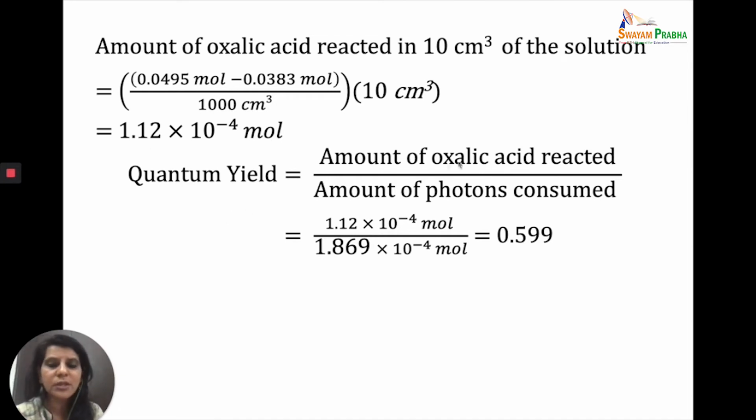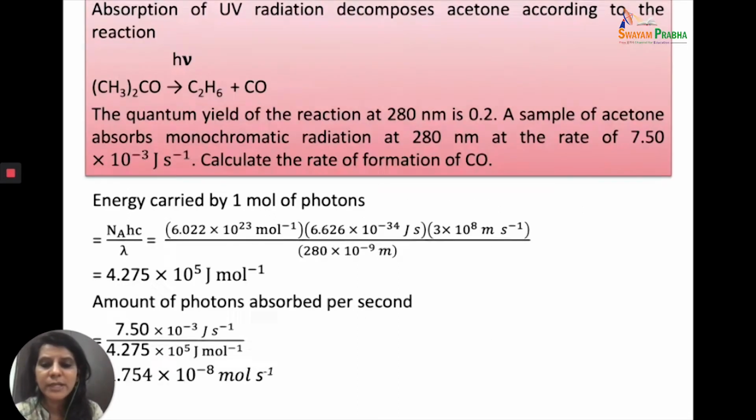What is quantum yield? Quantum yield is equal to amount of oxalic acid that has reacted upon amount of photons consumed. We know the amount of oxalic acid that has reacted, we know the amount of photons that have been absorbed, and we can get the value of quantum yield. So the quantum yield is 0.599. Let's take a look at another example.